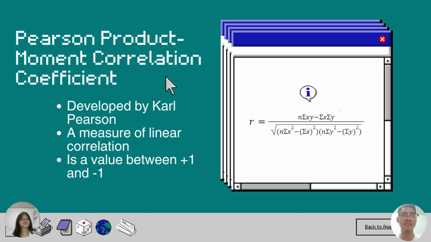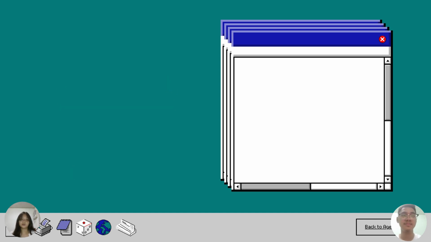We use the Pearson's R to determine just how strong the relationship is between the two variables. It is denoted by this formula. With this, let's now proceed to our sample problem.